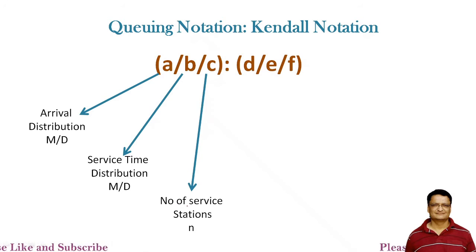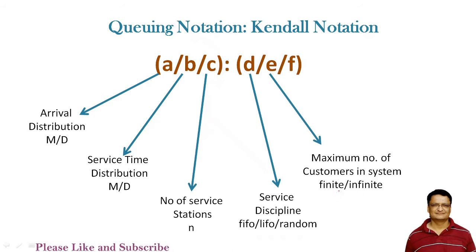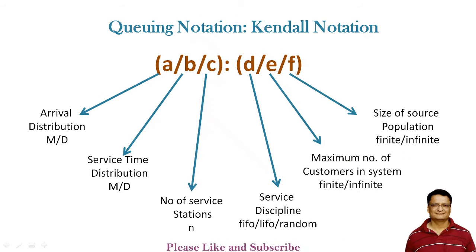How many service stations are available? Then what is the service discipline, whether it is first in first out, last in first out or random order. What is the maximum number of customers allowed in the system? It may be some finite value or some infinite value. And what is the size of the source population, whether it is a finite value or an infinite value. Let us see a few examples to understand this system length as finite or infinite.